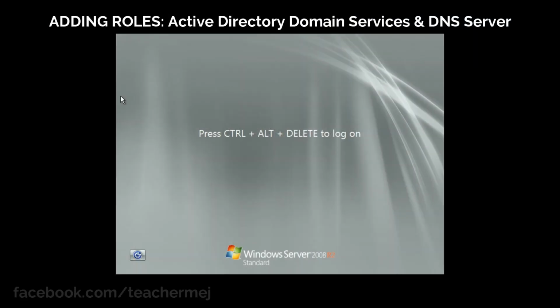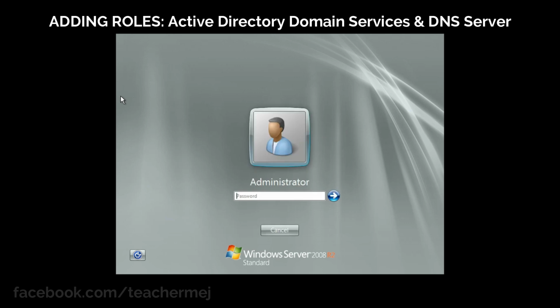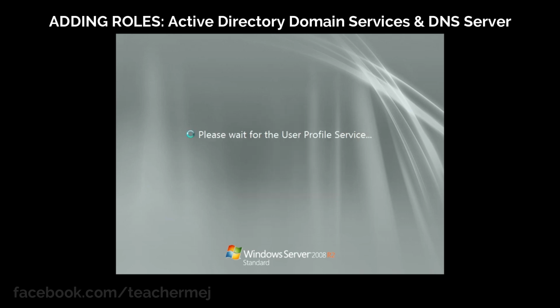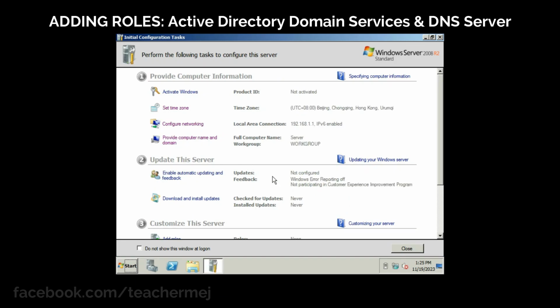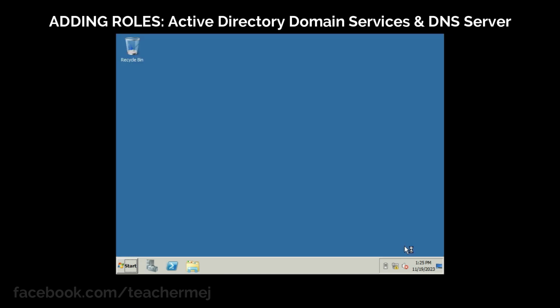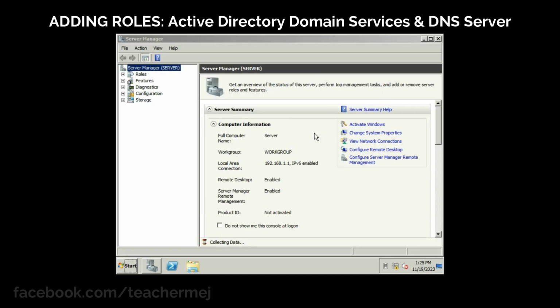If you have successfully installed the Windows Server 2008 R2, you will be asked to input your password to log in. Right after you log in for the first time, the initial configuration task window will appear on your screen. If you have already set up the initial configuration task, the next thing to do is to add roles. Once you close the initial configuration task window, the server manager window will appear.